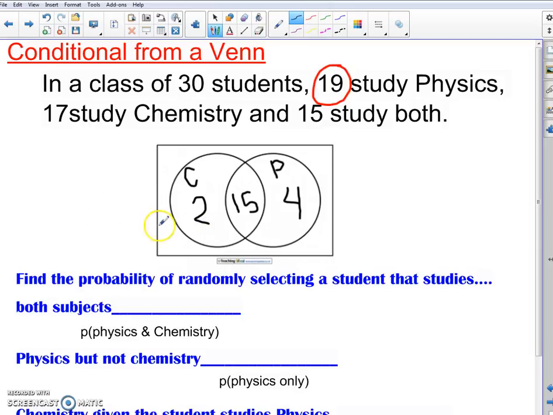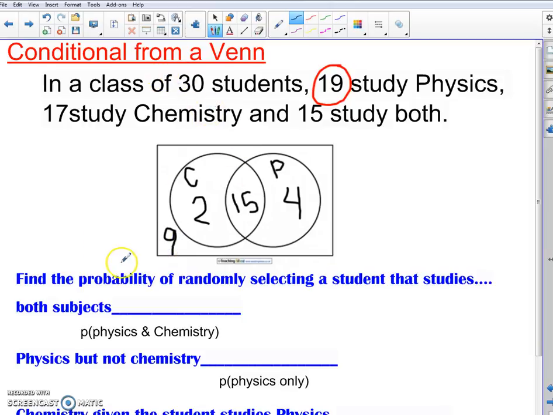Now what you want to do is figure out how many are left out here that study neither. So we know there's 30 total. Let's add these 3 numbers up. When we do that, we get 21. So there's 9 left over. That makes 30, so we're going to put a 9 out here for those left over.